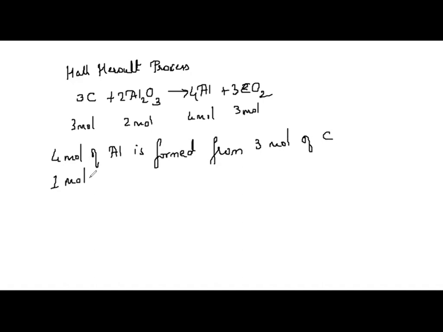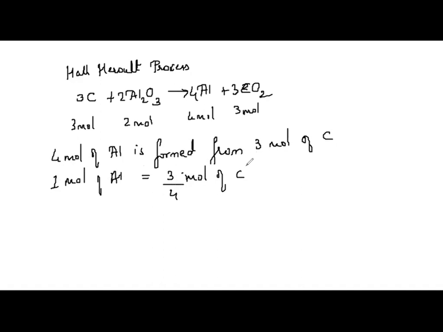1 mole of aluminium will be formed from how many moles of carbon? So 3 into 1 divided by 4. So I need 3 by 4 moles of carbon. This is for 1 mole of aluminium, correct?